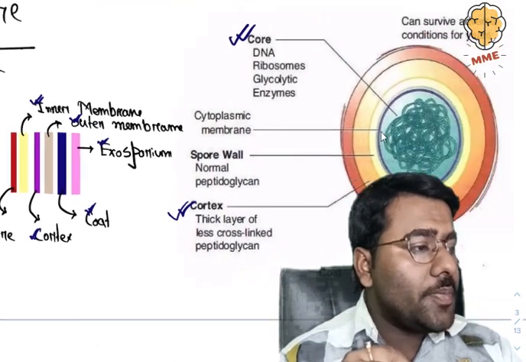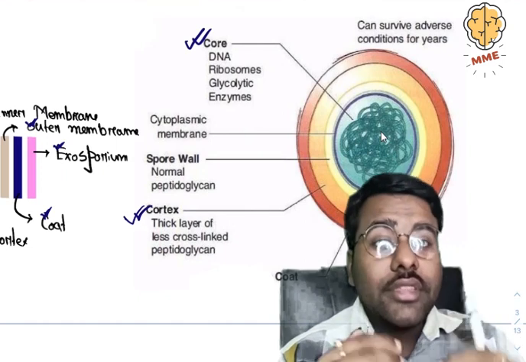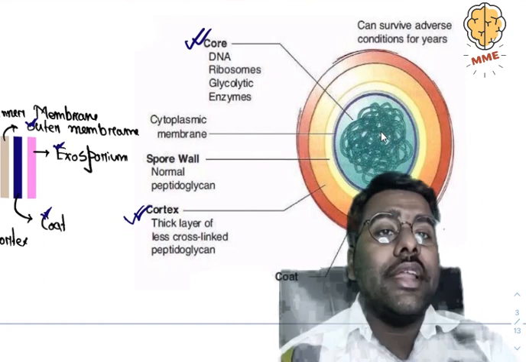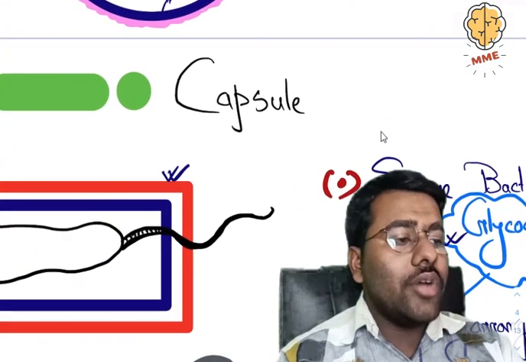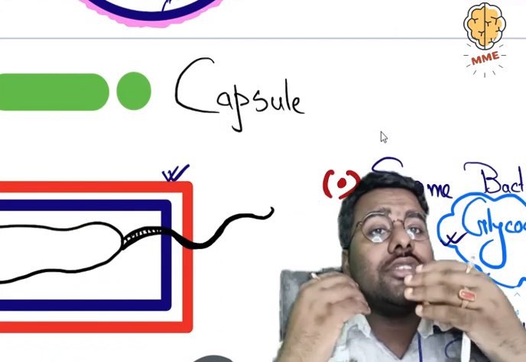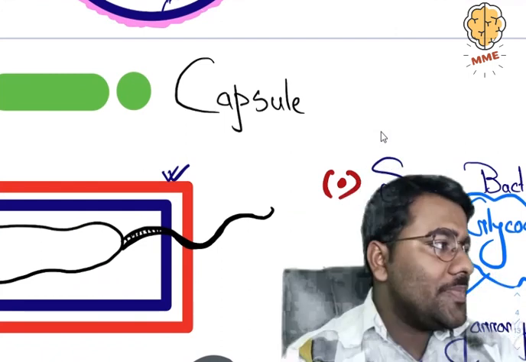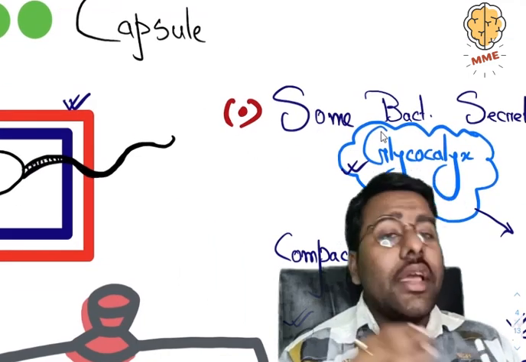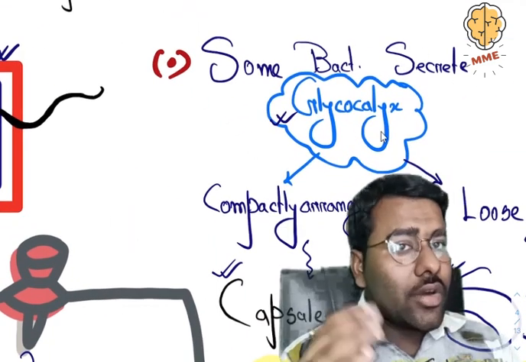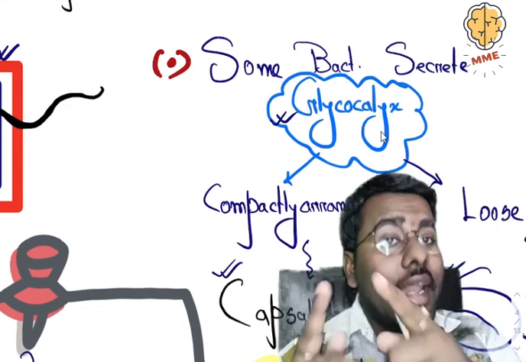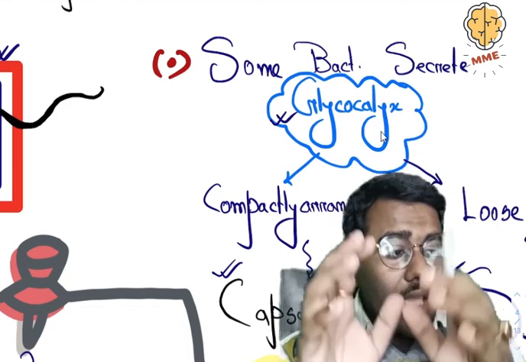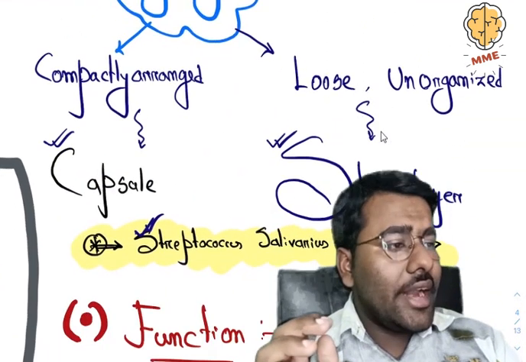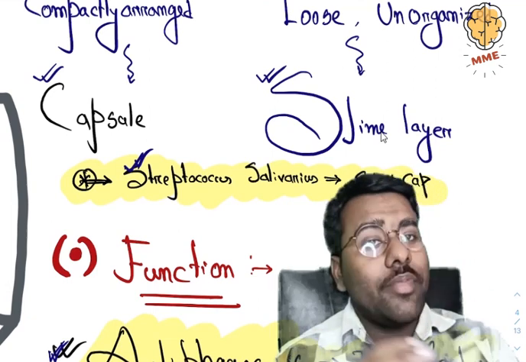What is mainly present inside the core? DNA and the glycolytic enzymes. And what is in the cortex? Cross-linking peptidoglycans. Now start with the first vegetative stage structure, the capsule. The red thing is the capsule. So what is the capsule? Some bacteria secrete glycocalyx. When the glycocalyx is compactly arranged, we call it a capsule. But when it is loosely organized, we call it a slime layer.